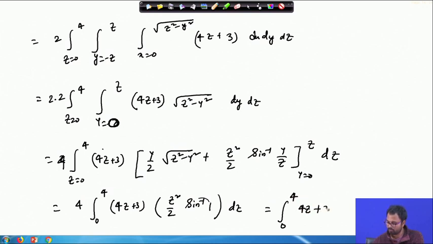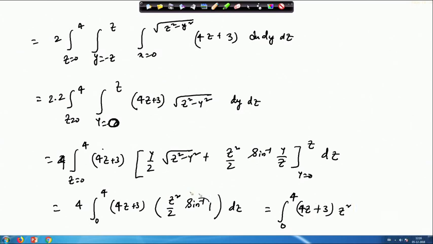we have (4z + 3) times z square, and this can be written as 4z cube plus 3 z square, and then this will be reduced to z to the power 4 plus z cube, times pi here after integration. So, ultimately if we do the integration, then this will be 320 pi.